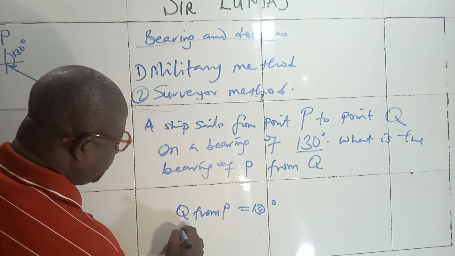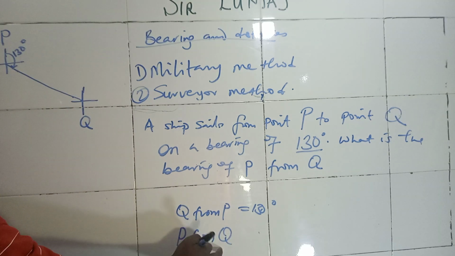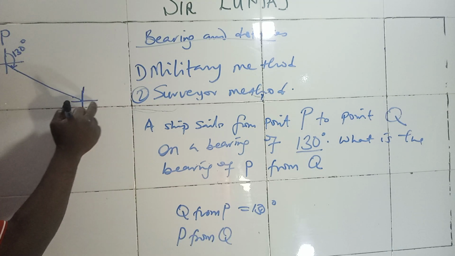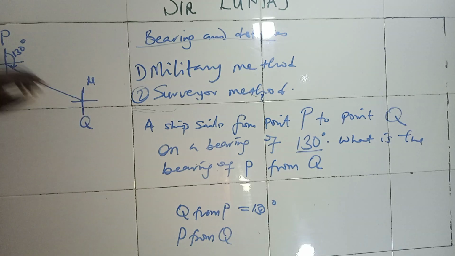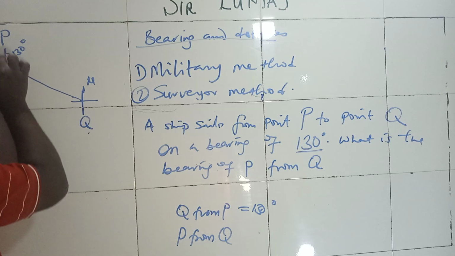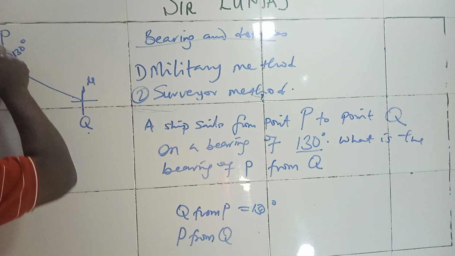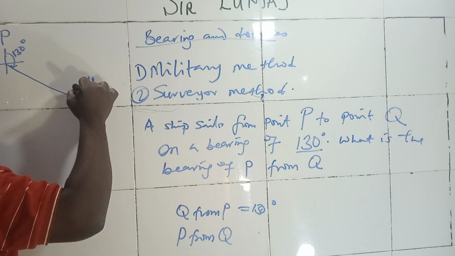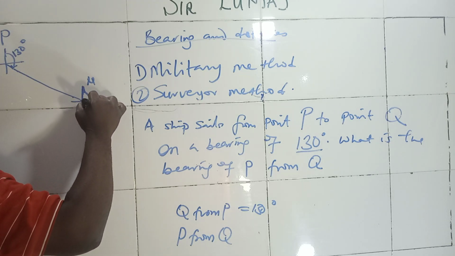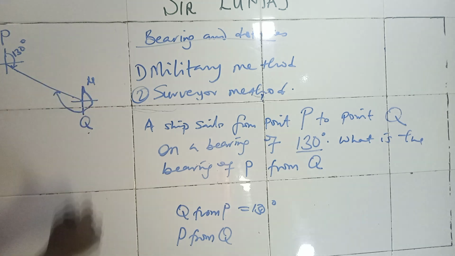The question says, what is P from Q? So for me to get P from Q, I'll go to the north of Q. Go to the north of Q, then draw a line that will move from the north of this Q. You know you have drawn from here to get this one. I want to now know P from Q. It will be from the north of Q to the line coming from P.